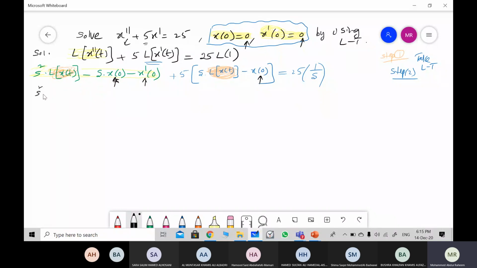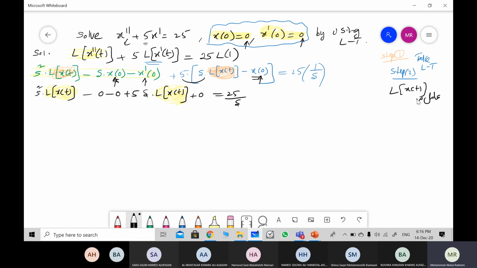So s square same, minus 0 plus 5 multiply s L of x(t), but here because this 0 multiply 5 is 0, no need, 25 over s, like this. The next step will be taking common, L of x(t) common. That will be step 3.